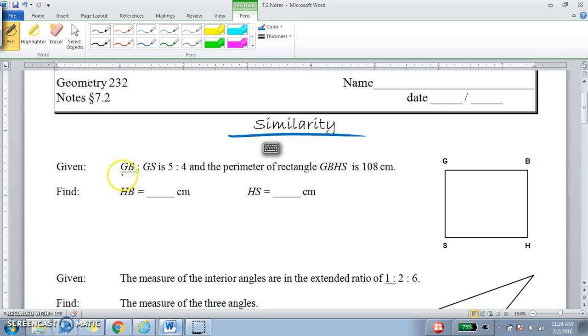To start off, if I have that the ratio of GB to GS, so these two sides in this rectangle, is 5 to 4, and the perimeter of the rectangle is 108, then I need to find the length of HB and the length of HS. HB would correspond to GS, so if this was a 4, then that would make this a 4, and same thing if this is 5, SH would be a 5. However, if we add up 5, 5, 4, and 4, that doesn't give us a total of 108.